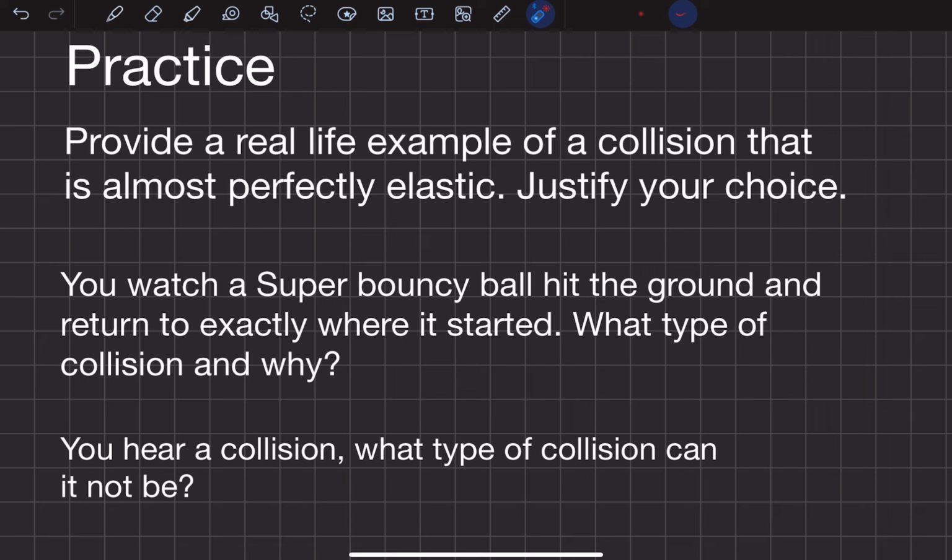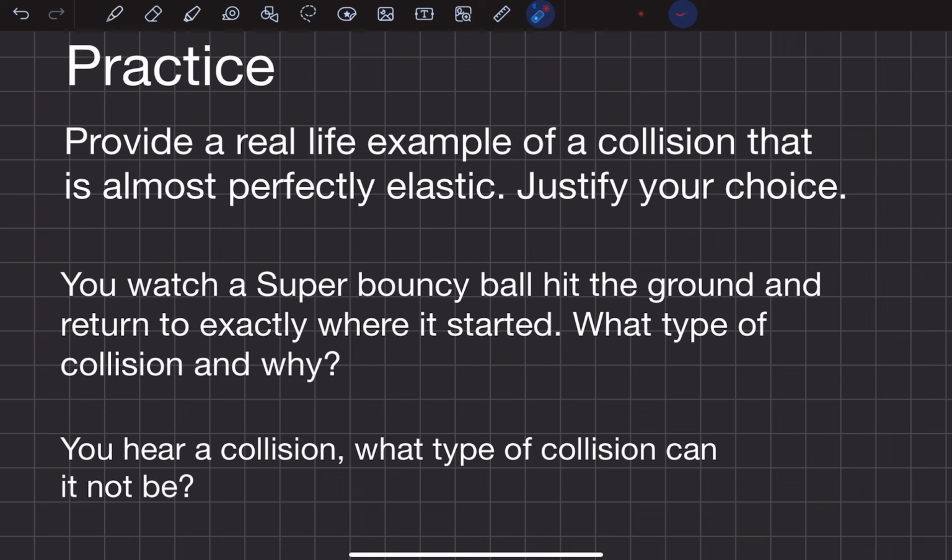Next question. You watch a super bouncy ball hit the ground and return exactly to where it started. What type of collision is this? And more importantly, why? The what type is easy, a 50-50 shot. The justification is what I'm looking for. Why is it one type or another?